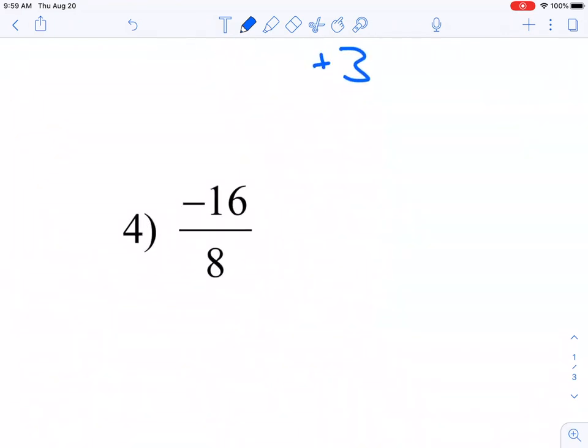With multiplication or division, if we have different signs, we're going to get a negative answer. And then I'm working out 16 divided by 8 to get 2.